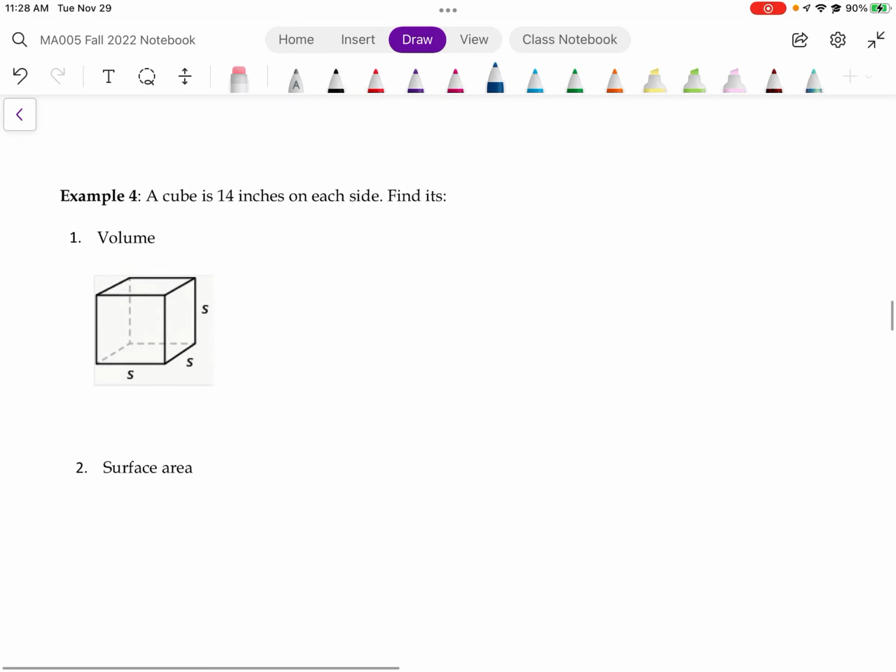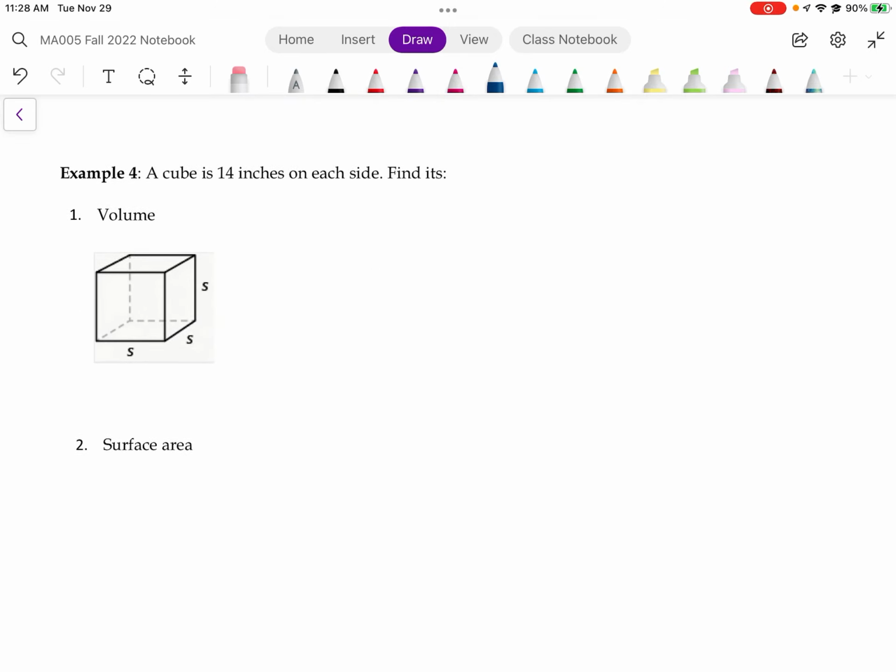All right, example 4. Same thing. You can try one more or you can skip it. All right, so the side is 14 inches, and the volume is going to be 14 inches cubed. Remember, volume is S cubed. Always a good idea to write down the formula first. And we get 2,744 cubic inches.